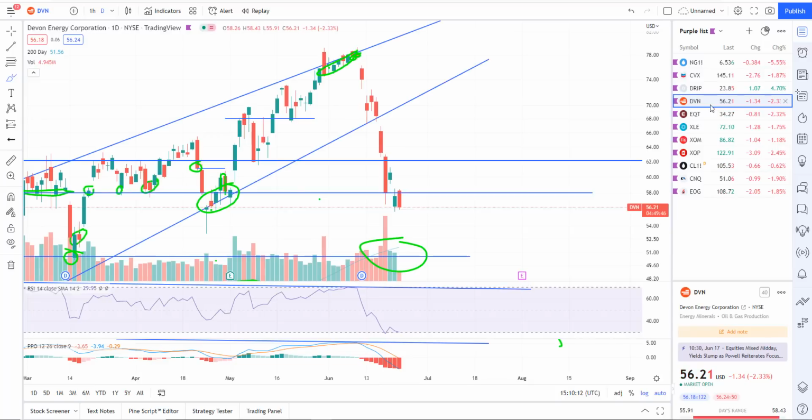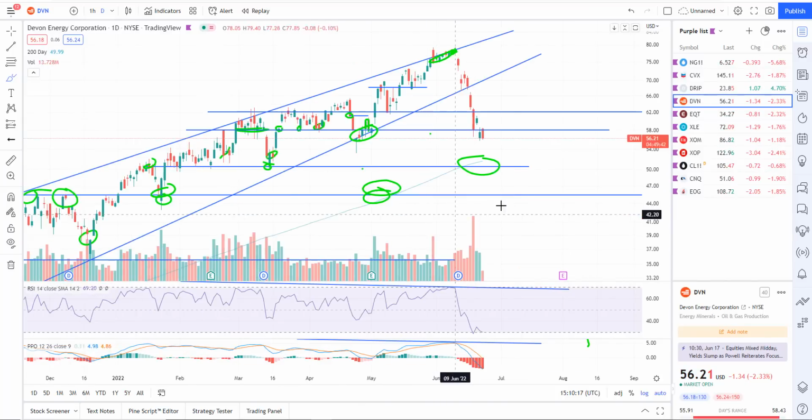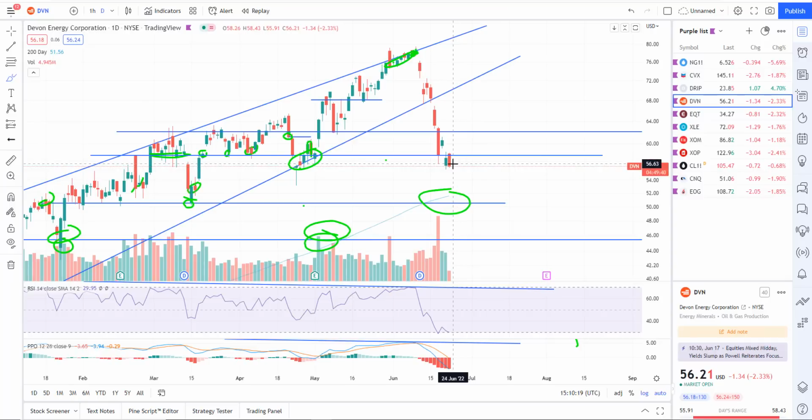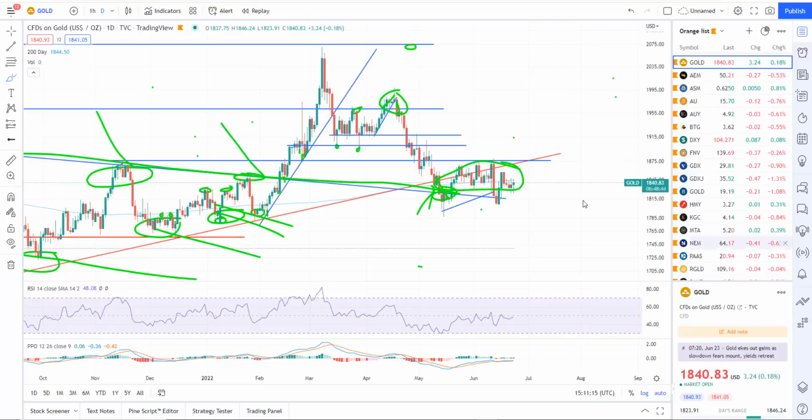And then DVN continuing lower, it looks like. And again, the 200's down there. So I think we're probably going to hit that 200. Yeah, that's what I see on that one.